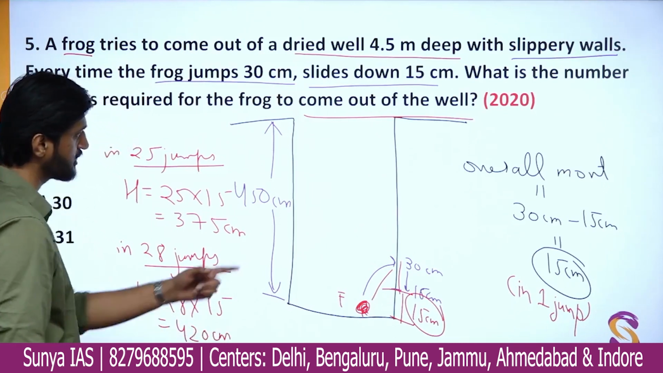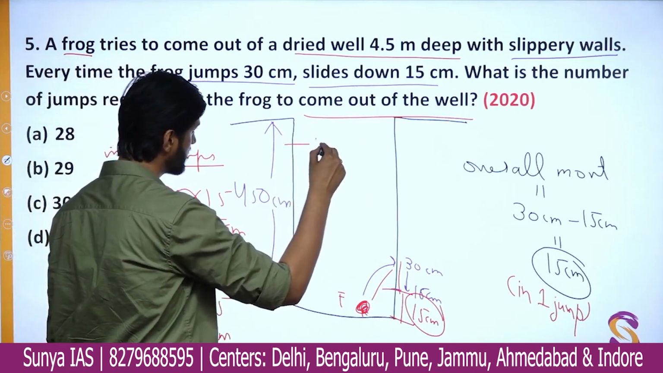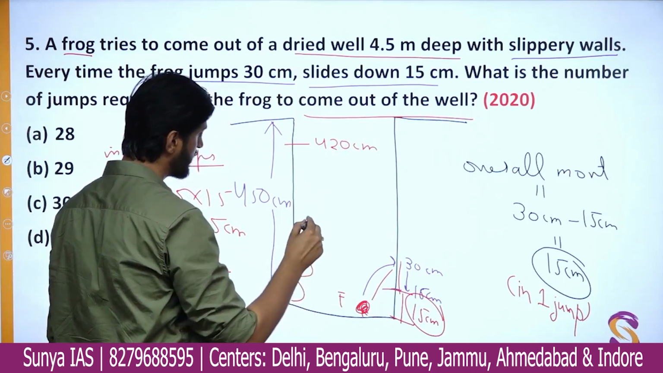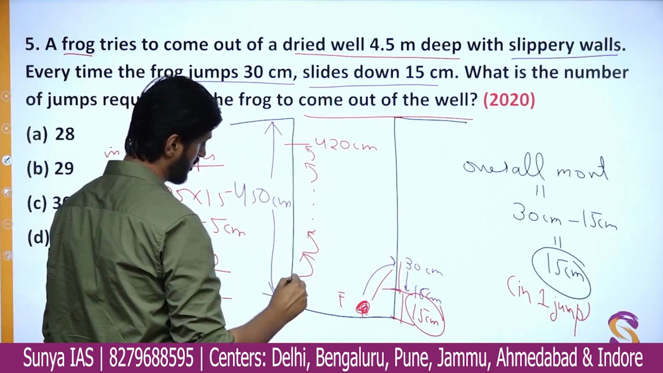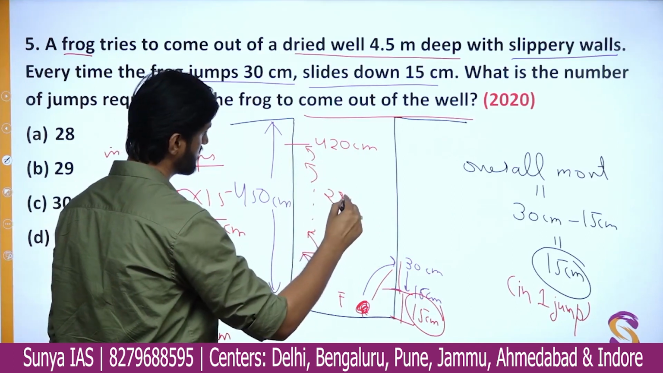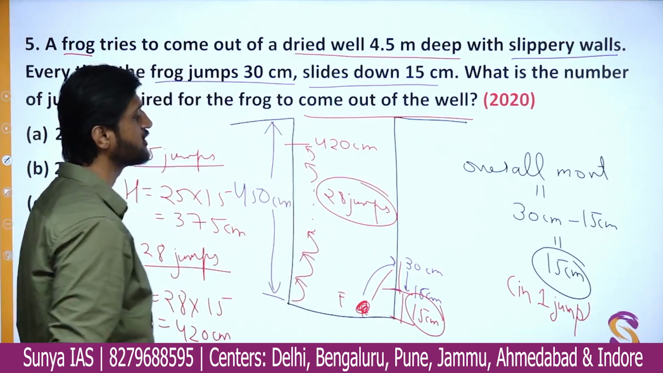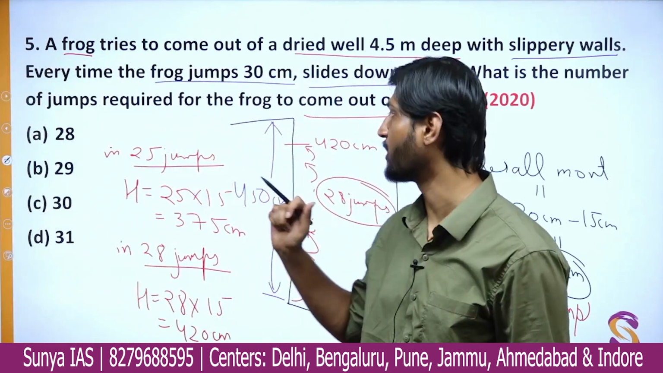So as you can see, it is now very close to the end. He is at position 420 centimeter after making overall, let's say, 28 jumps, and he reached a height of 420 centimeter, right? Now you have to pay attention at this part.